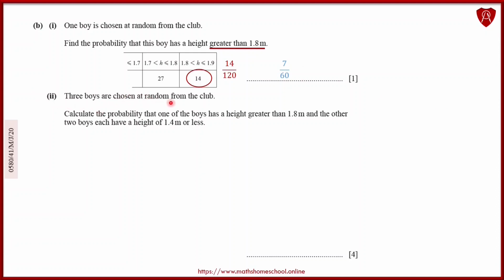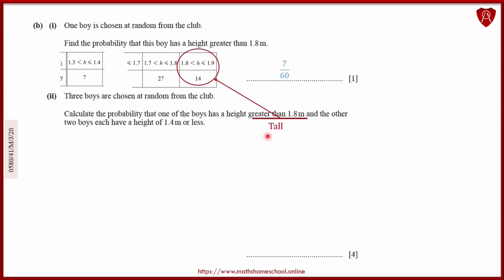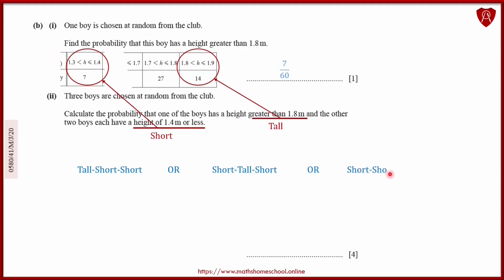3 boys are chosen at random from the club. Calculate the probability that one of the boys has a height greater than 1.8 and the other 2 boys each have a height of 1.4 meters or less. This is a class of boys with 1.4 meters or less. Greater than 1.8, we shall call those ones tall boys, and we shall call the other ones short boys. To get a tall boy and 2 short ones, there are 3 ways to do that. We can start with a tall boy and 2 short ones follow, or short followed by tall and a short one, or starting with short and tall.